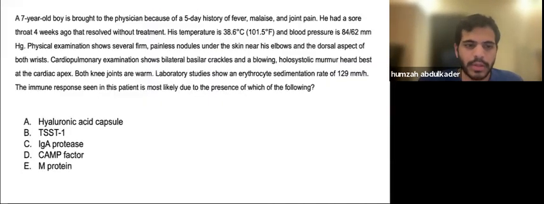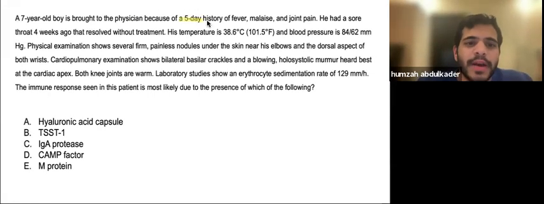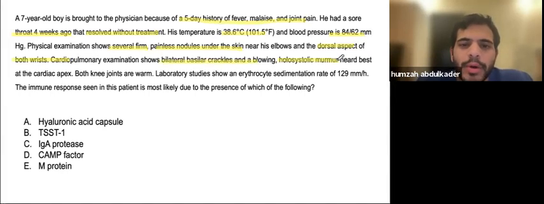Where's the question? Well, you know what this question's about now. A 7-year-old boy is brought to the physician because of a 5-day history of fever, malaise, and joint pain. He had a sore throat 4 weeks ago that resolved without treatment. Temperature 38.6, blood pressure 84/62. Physical exam shows several firm, painless nodules under the skin near his elbows and the dorsal aspect of both wrists. Cardiopulmonary examination shows bilateral basilar crackles and a blowing holosystolic murmur heard best at the cardiac apex. Both knee joints are warm. Laboratory studies show an ESR of 129. The immune response seen in this patient is most likely due to presence of which of the following?